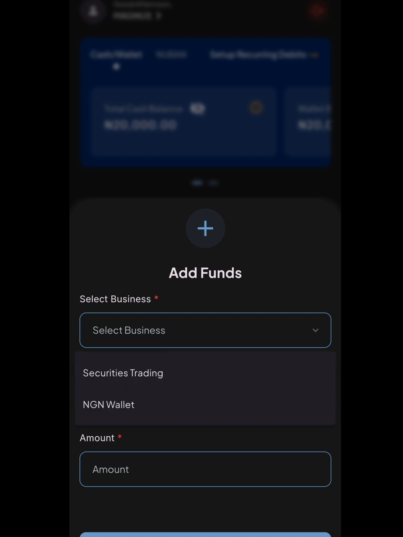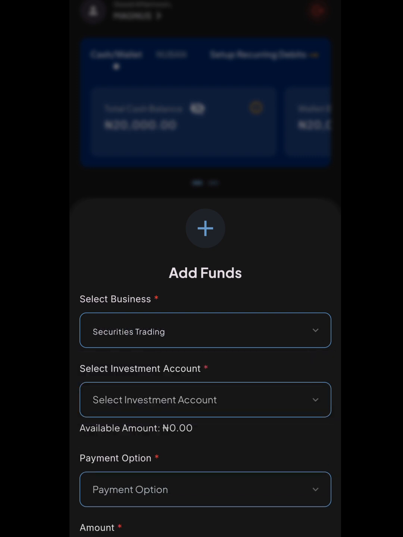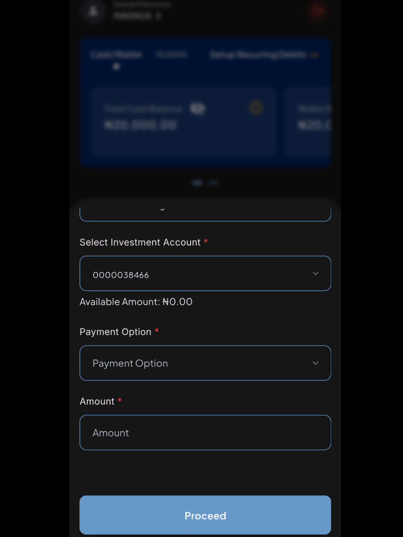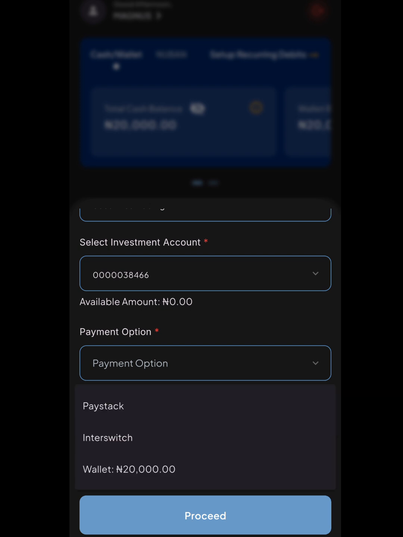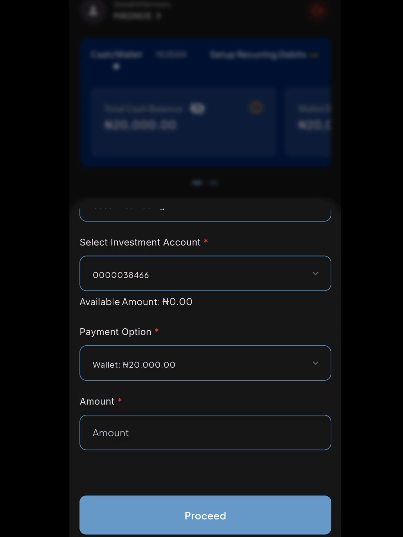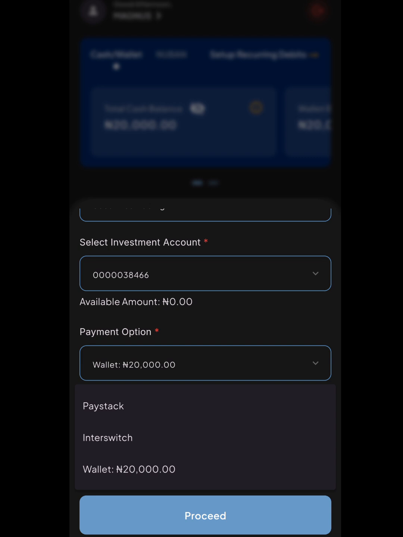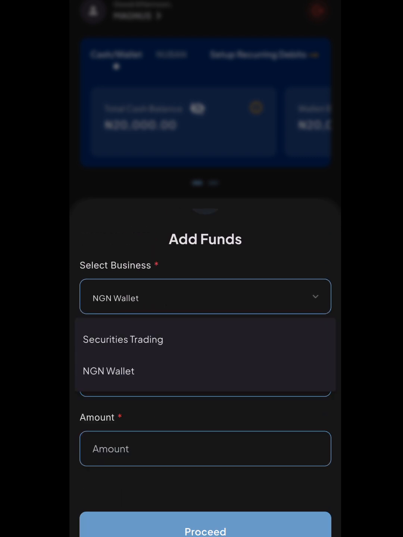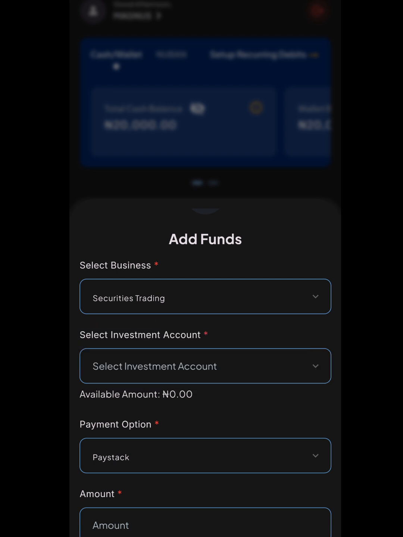So you have to select securities and trading, securities trading rather. Then you have to now select investment account. Of course, select your trading account. It will ask you, what payment option do you want to use? Then you select your wallet. If you're transferring fresh money, you can use Paystack, InterSwitch and co, and then transfer the money to maybe your wallet or something. But we already moved the money to our wallet.